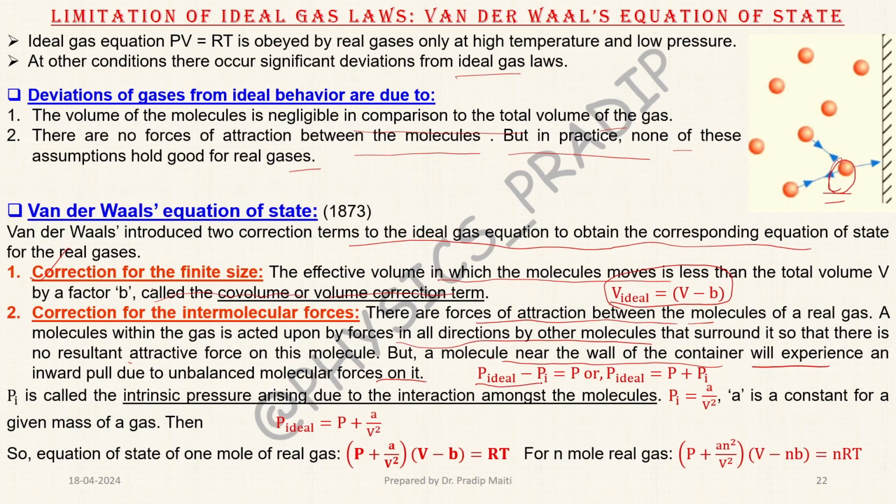So P ideal minus Pi equals P, where Pi is called the intrinsic pressure arising due to the interaction among the molecules. So Pi equals a by V square, and then P ideal, pressure of ideal gas, will be equal to P plus a by V square. So the equation of state of a real gas is represented by P plus a by V square into V minus b equals RT. And also we can write this relation for a real gas of n moles, P plus a n square by V square into V minus nb equals nRT.